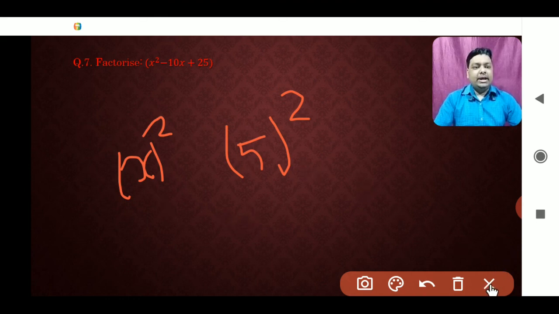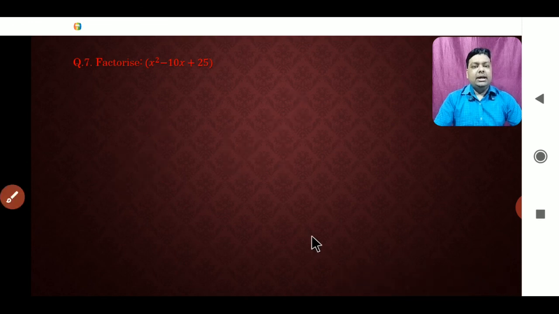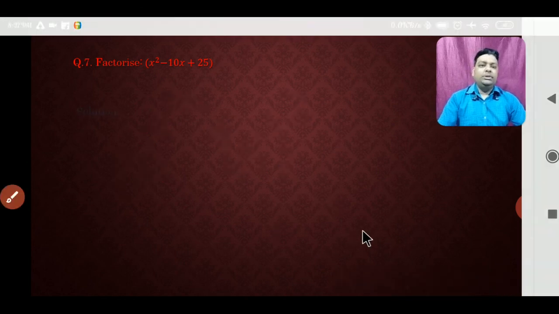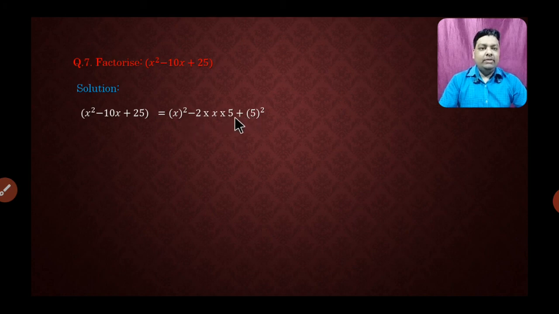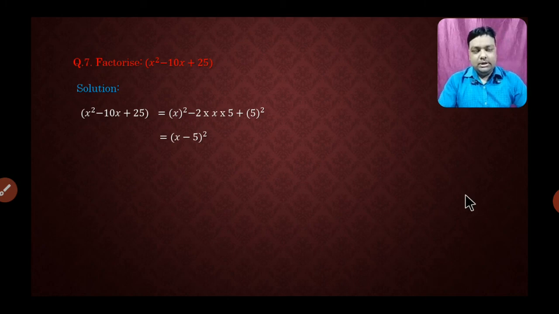It means we can arrange it as a square minus 2ab plus b square. So at first we will write the question. Then we will arrange it. Now in between 2ab, a will be x and b will be 5. So 2 into x into 5 will be 10x. Again matching. So we can say that we can apply the a minus b to the whole square formula. And here a will be x and b will be 5. So it will be x minus 5 to the whole square. Okay students, now let's see the last question.